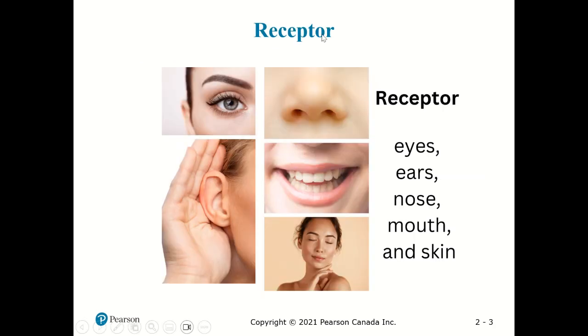Receptors, as you can see on the left-hand side, I have put here some photographs of the basic receptors. The basic receptors that we have here are the eyes, right? Then we have the ears, with which we listen to all things. The nose, for smell, and the mouth, for eating and even speaking, and the skin. So all these are receptors.